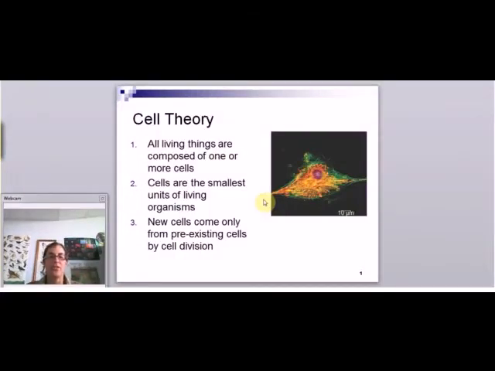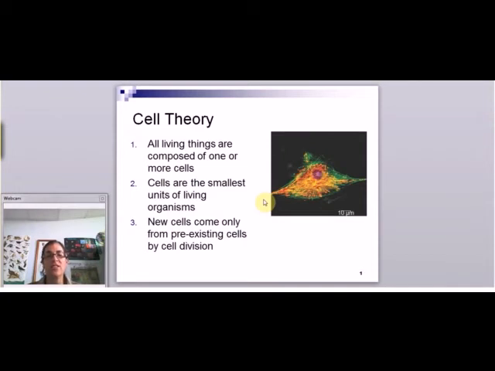If you remember back to chapter 1 and the properties of life and the hierarchy of life, you'll remember that the cell has a very special place in living things, and that can be summarized in the cell theory, which says that all living things are composed of at least one cell. Many living things are made of more than one cell. And cells are the smallest unit of living organisms, and that means the smallest unit that is life unto itself.